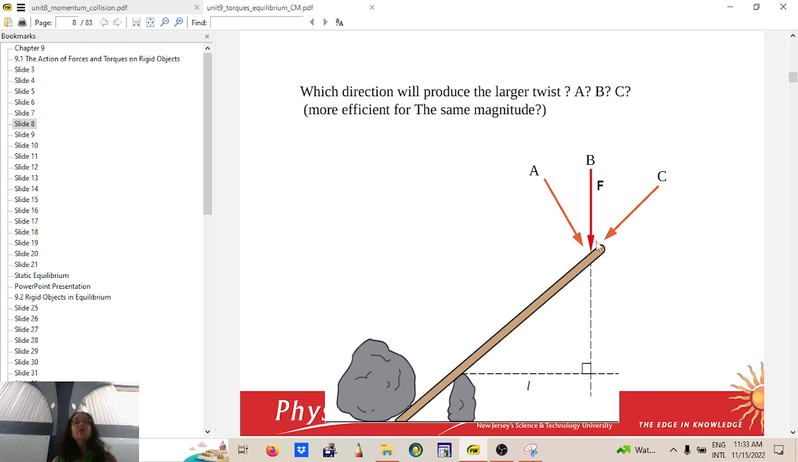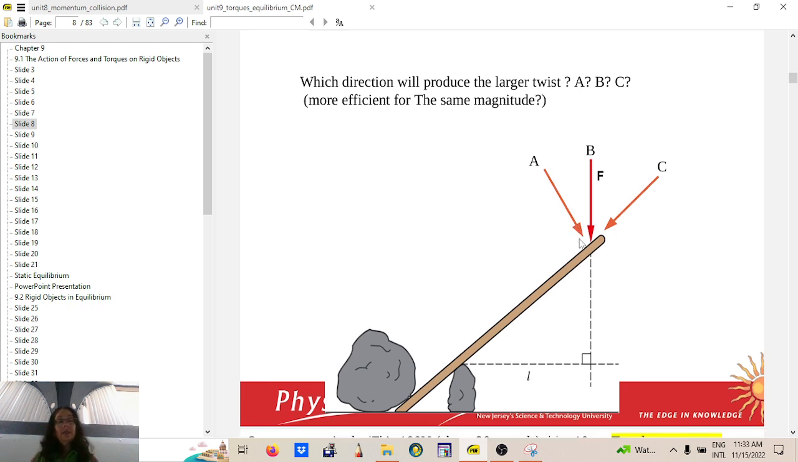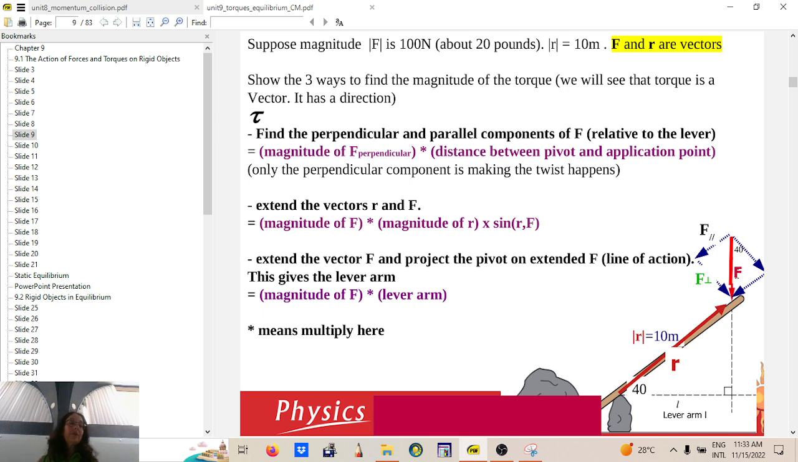Orientation matters. So which one do you think is more efficient? A, right? Perpendicular. So because it's perpendicular, let's take an example here.